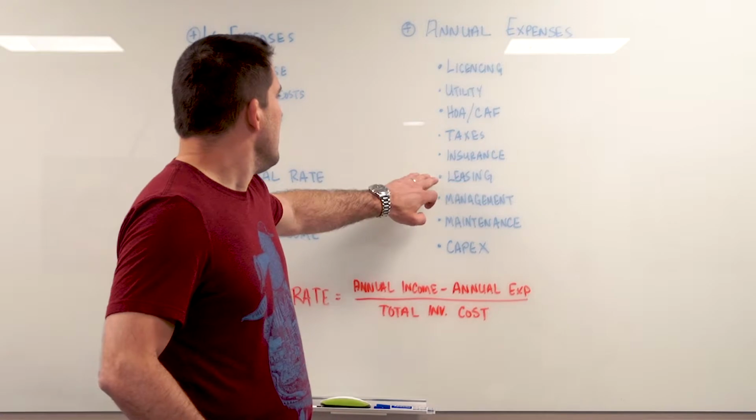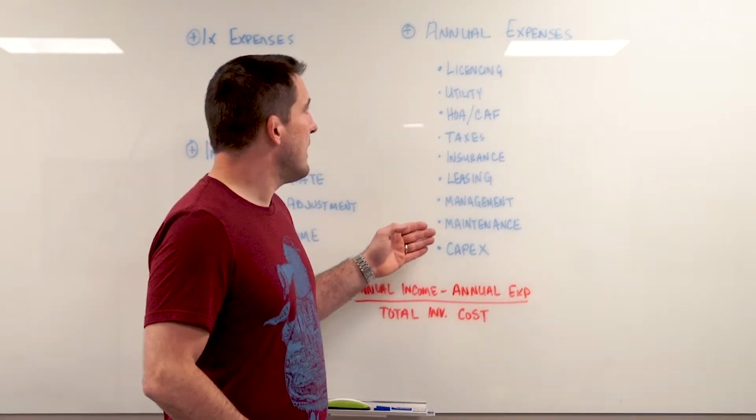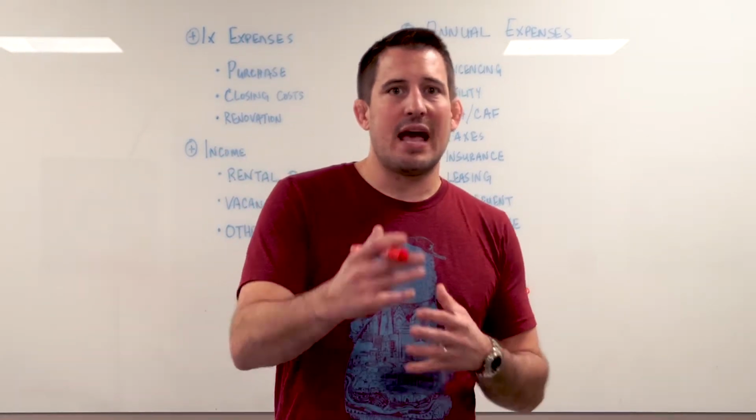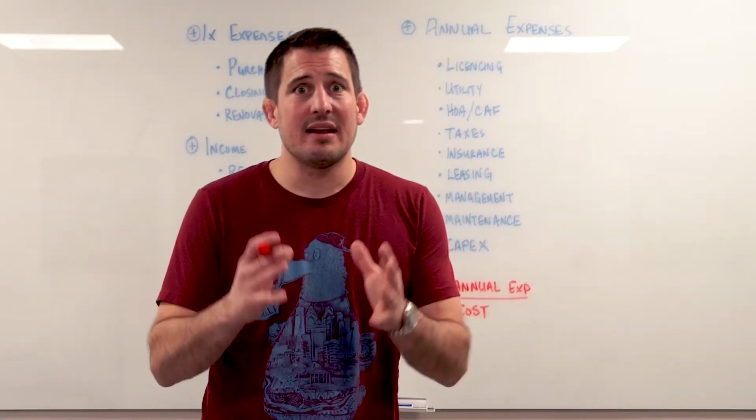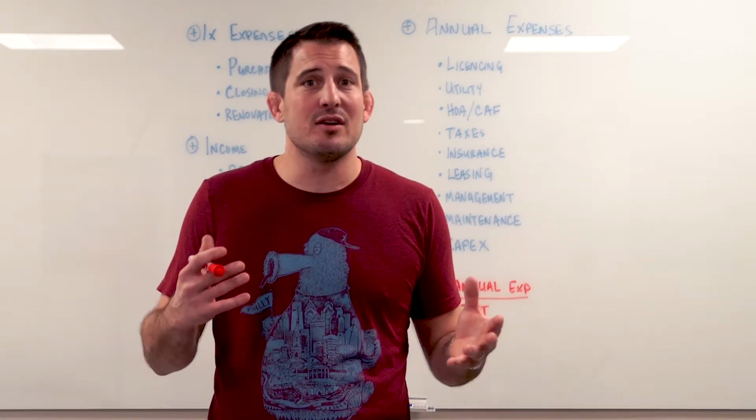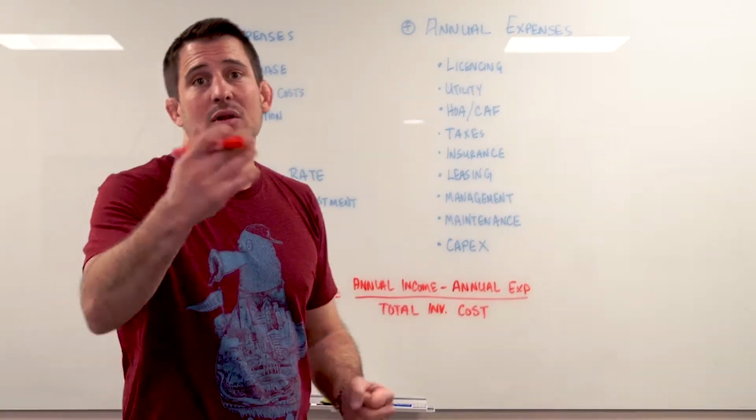Leasing. Okay, so the next few annual expenses here are often not seen when calculating a cap rate on a property, and they are a good way to hide expenses. I don't like cap rates typically because it's a good way to hide expenses, and these are the expenses that are hidden. So leasing fees.